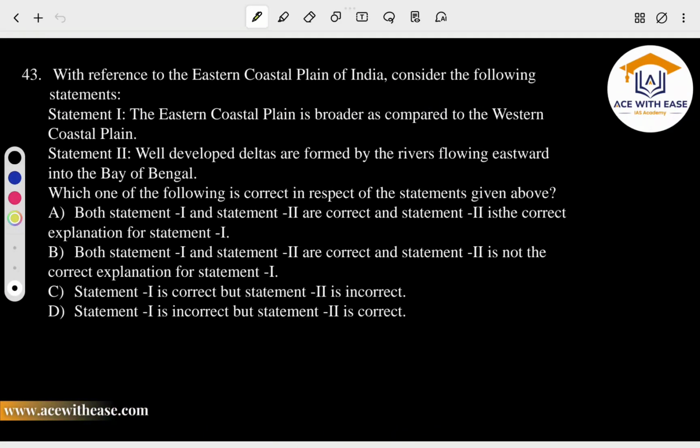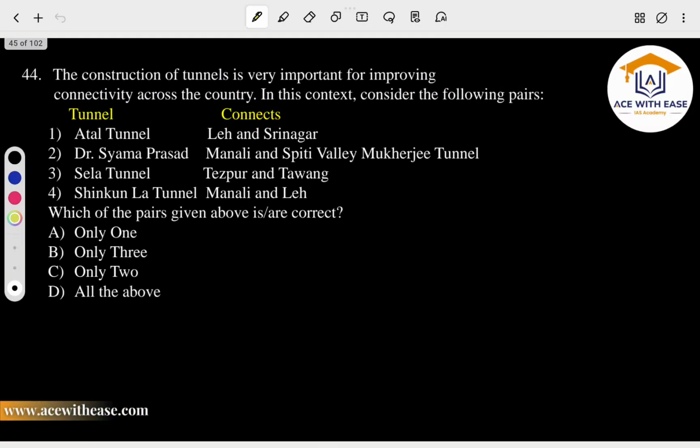43. With reference to the eastern coastal plain of India, consider the following statements. The eastern coastal plain is broader as compared to the western coastal plain. Correct statement. Well-developed deltas are formed by the rivers flowing eastward into the Bay of Bengal. Correct. So it is a correct statement and it also provides the correct explanation. So option A is the correct option.